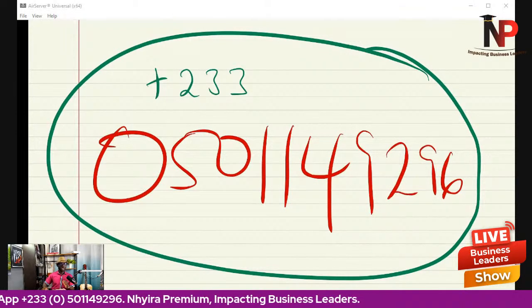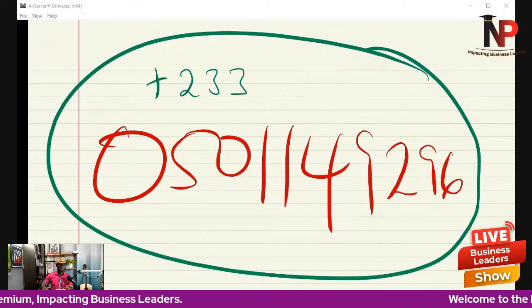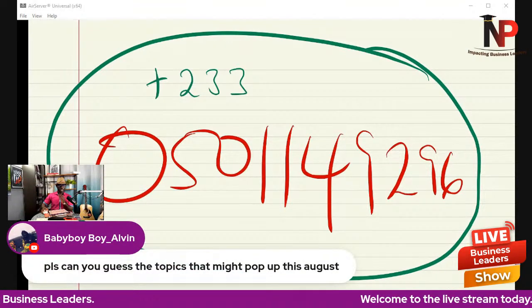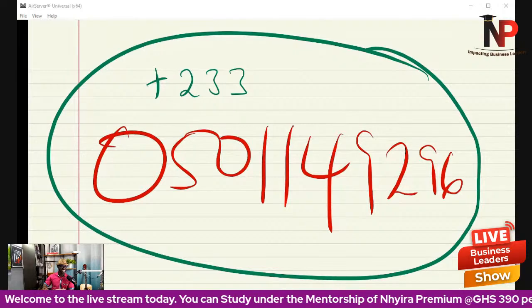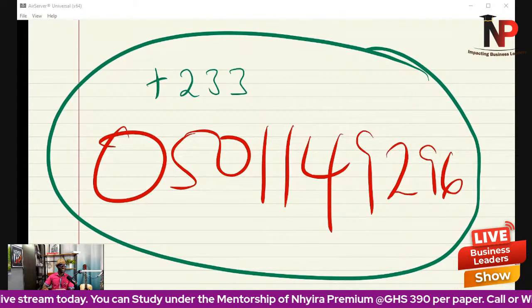Okay, let me pick more questions and then we can jump into our questions real quick. What else we got? Baby boy said, please, can you guess the topics that might pop up in this August? Oh, baby boy, I love you so much. I'll say, can you guess? Okay. Now let me tell you this.